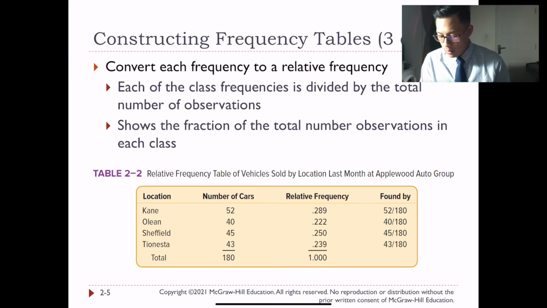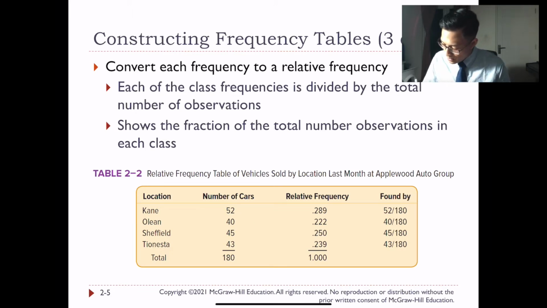Now, another thing that we can do is to convert them into relative frequency. This is going to be useful for business decision makers in terms of knowing which location actually has the best performance in terms of vehicles sold. So instead of just counting the number of cars within each location, we can calculate the relative frequency of the number of vehicles sold within a location to the total number of cars sold, which in this case is 180. In this case, we're going to show the fraction of total observations in each class.